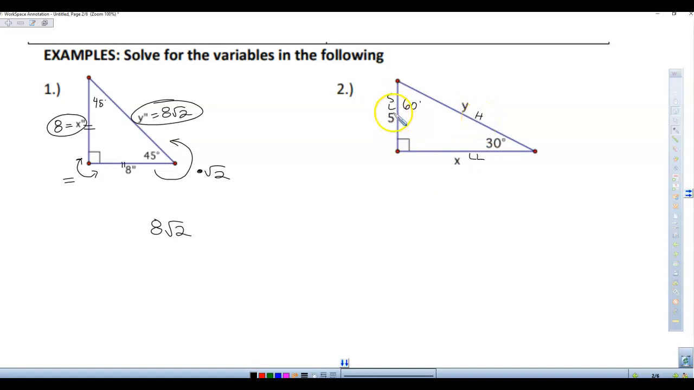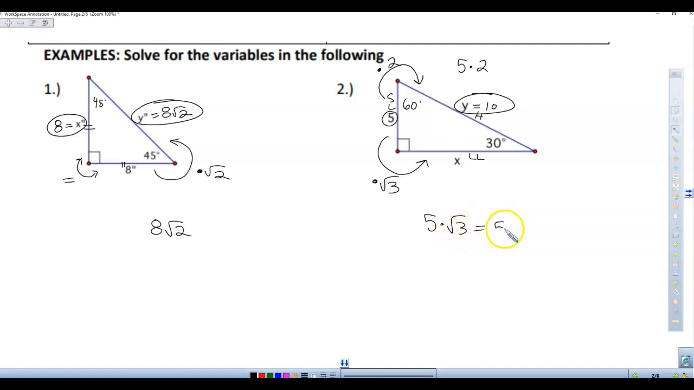And remember, we're given the short leg. And the way the 30, 60, 90 triangle works is to go from the short leg to the hypotenuse, we multiply by 2. So that's just 5 times 2, which makes y equal to 10. And then to go from the short leg to the long leg, we multiply by the square root of 3. So we would do 5 times the square root of 3, which is just simply 5 root 3. So x is 5 root 3.